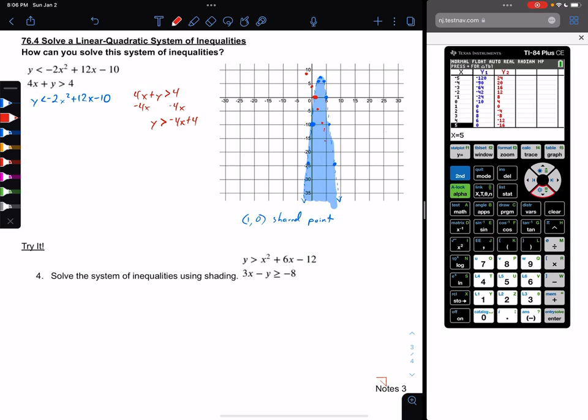So 5, -16. Again, 6, -20. So that's going to be here. Still not our answer. 7, -24. I think we remember that one. All right, so notice that that's also a shared point. So 7, -24 was a shared point. Okay. Remember, shared points are our solutions.